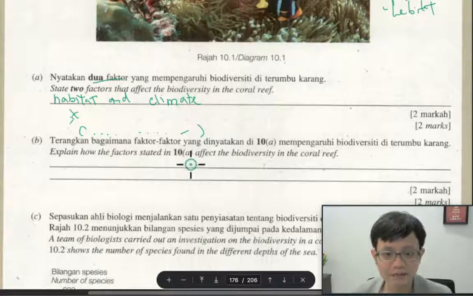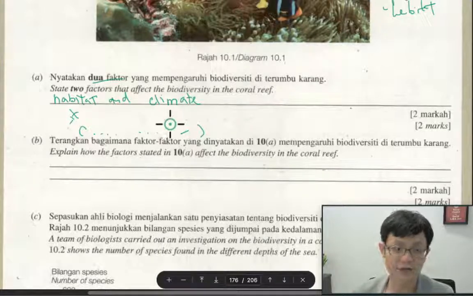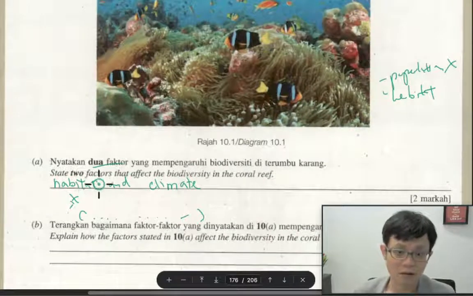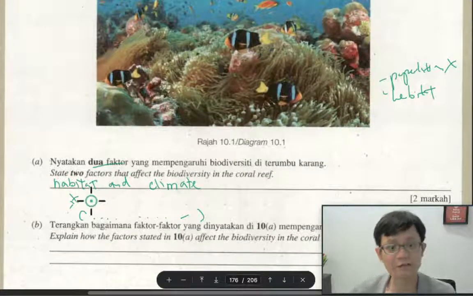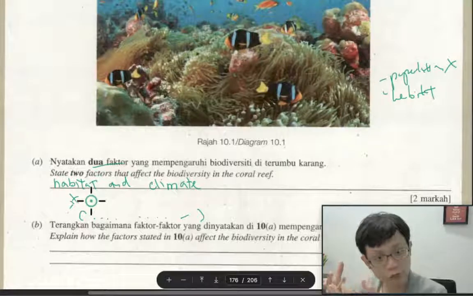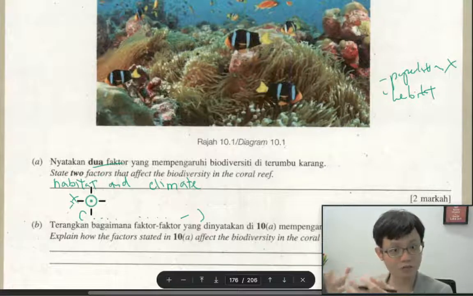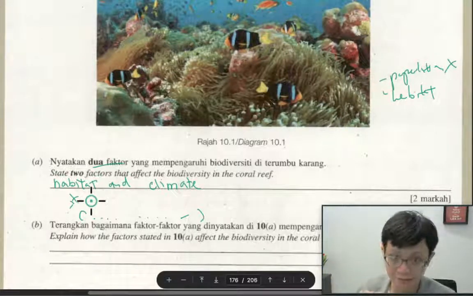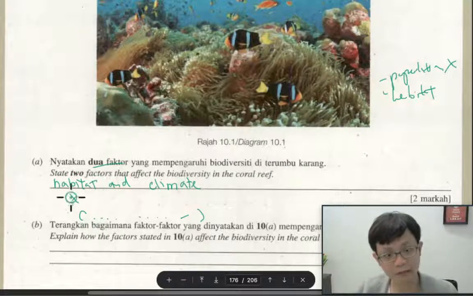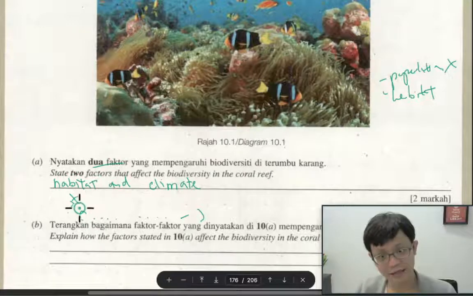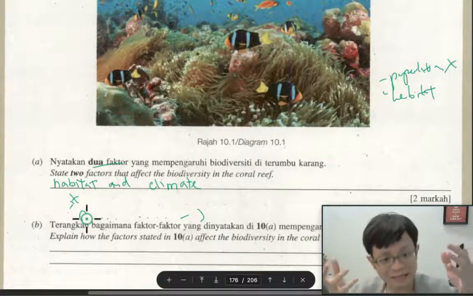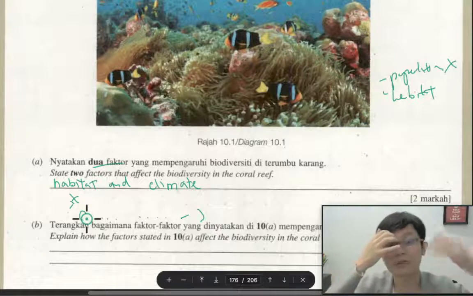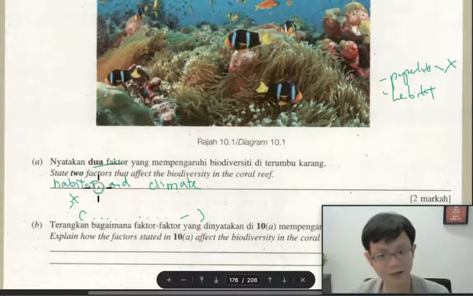Explain how the factors stated in 10A affect the biodiversity. Let's say we put the answer habitat and climate, correct or not? Habitat and climate affect the biodiversity. If the habitat is very clean, very beautiful, then you get more fish, more coral reef living there. Same like human, correct or not? If you want a place to stay, a habitat for human, we want a clean place, a proper place, a relaxing place. That's why it's more expensive if you have a better habitat.